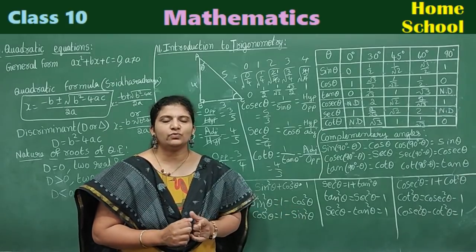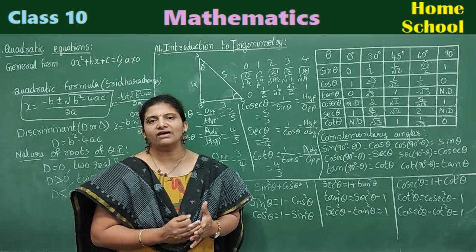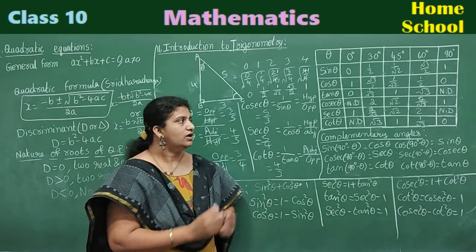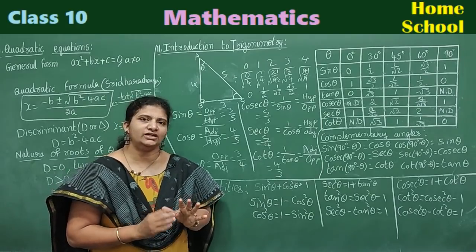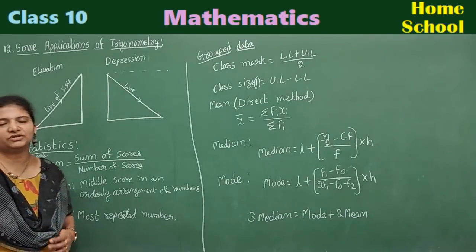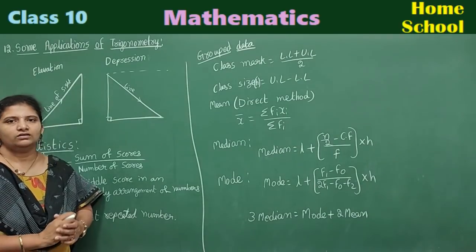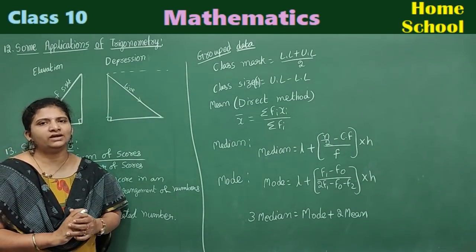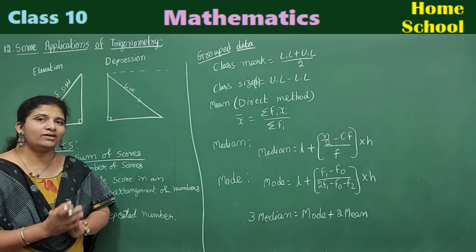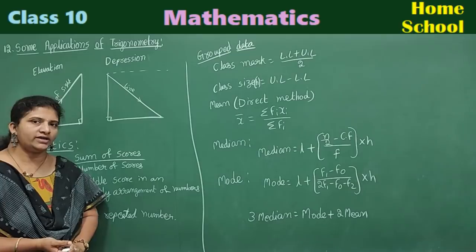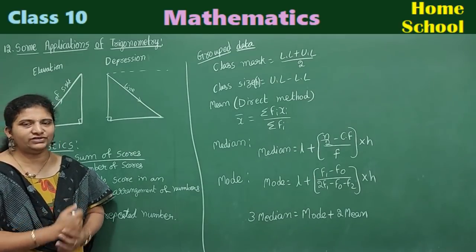These identities we apply in 4 marks problems. But as for now, we are having only multiple choice questions. If you remember these all, you can answer any type of question in trigonometry. Next chapter, chapter number 12, some applications of trigonometry. This chapter deals with only verbal problems, and in this chapter you need to observe 3 points. What are those 3 points? Line of sight, angle of elevation and angle of depression.